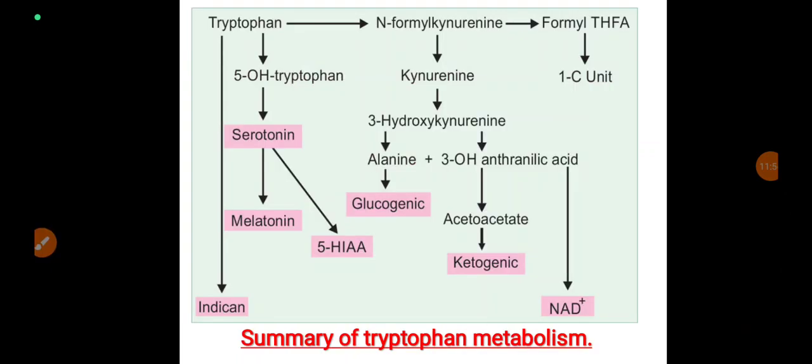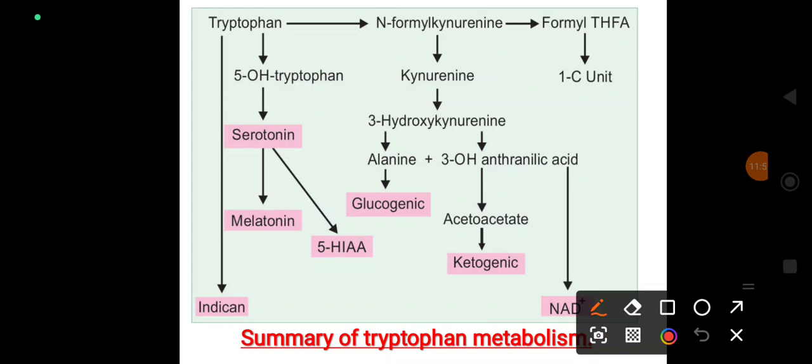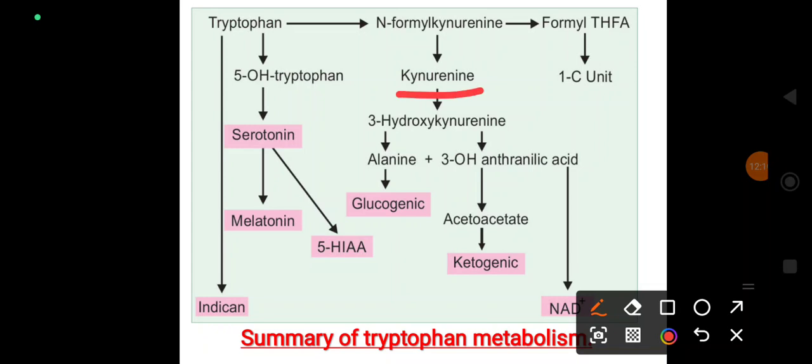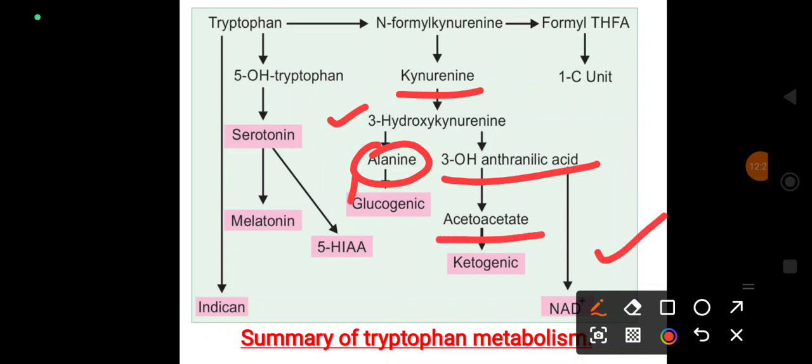So, what is the summary of tryptophan metabolism? Tryptophan gives N-formylkynurenine, which releases one carbon group, formyl tetrahydrofolic acid. N-formylkynurenine becomes kynurenine. Kynurenine gets converted into 3-hydroxykynurenine, from where we get 3-hydroxyanthranilic acid and alanine. Alanine is glucogenic. The 3-hydroxyanthranilate enters the NAD pathway, and it also releases acetoacetyl CoA, which is ketogenic, as well as we get serotonin and melatonin.